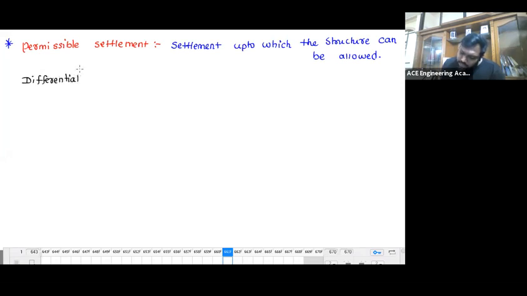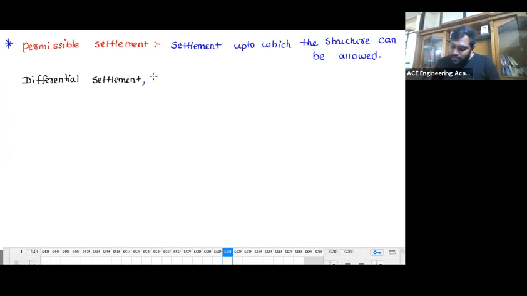What is the meaning of differential settlement? The meaning of differential settlement is the difference in the footing levels. Yes or no? So you know that if one footing settles more than the other footing, we call it a differential settlement.